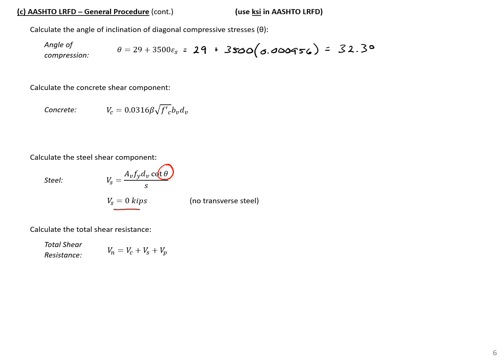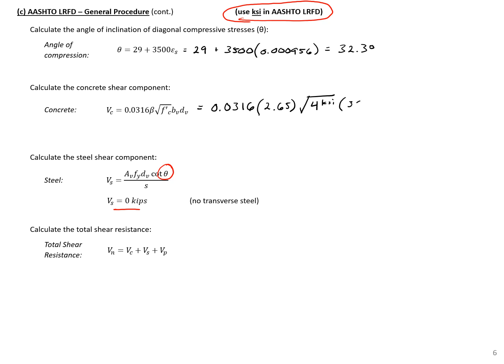we can use our beta to find our V sub C. So our V sub C here is going to be 0.0316 times our beta, which we found on the previous slide, 2.65, times the square root of F prime C. In AASHTO, all of our units are KSI. So just make sure that when you're using AASHTO under the square root, we use KSI, where in ACI, we're using PSI. So just note that difference because that'll give you much different answers.